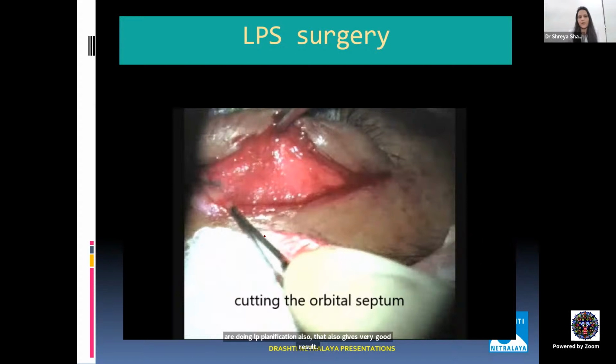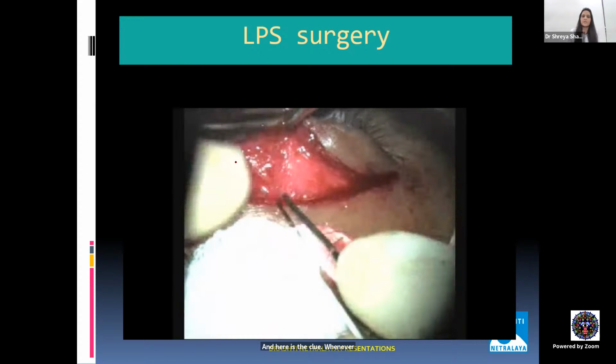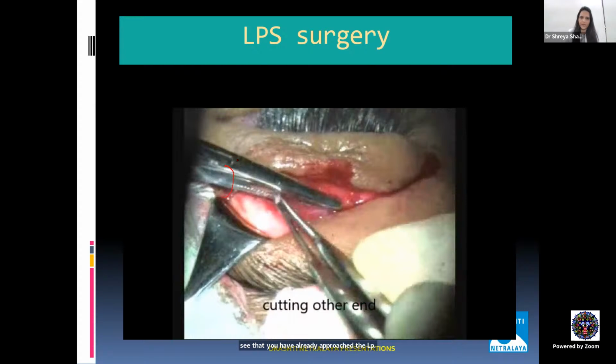And here is the clue: whenever you cut the orbital septum, there will be fat prolapse. So there you can see that you have already approached the LP aponeurosis. And then you can operate on it well. You can resect, you can just advance, or you can plicate it.